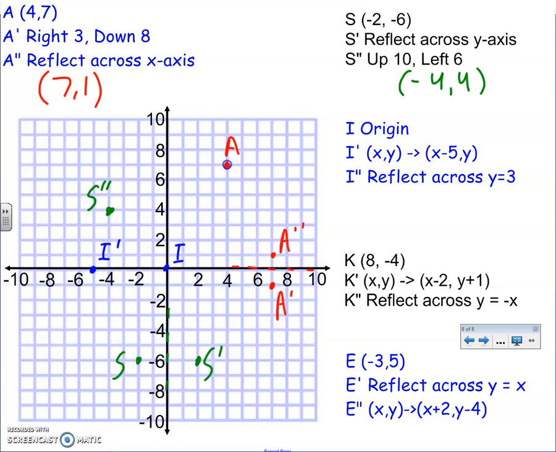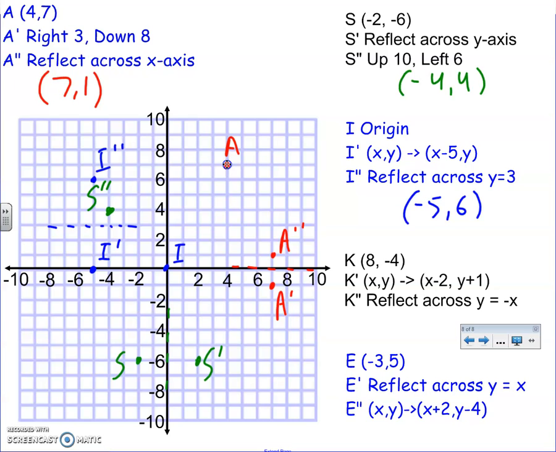Then it says reflect across y equals 3. Y equals 3 is a horizontal line. Y is always 3. It's this one. Count to and count away. Up 3 more. 1, 2, 3. Here's I double prime. That is -5, +6. All right, let's try another one.